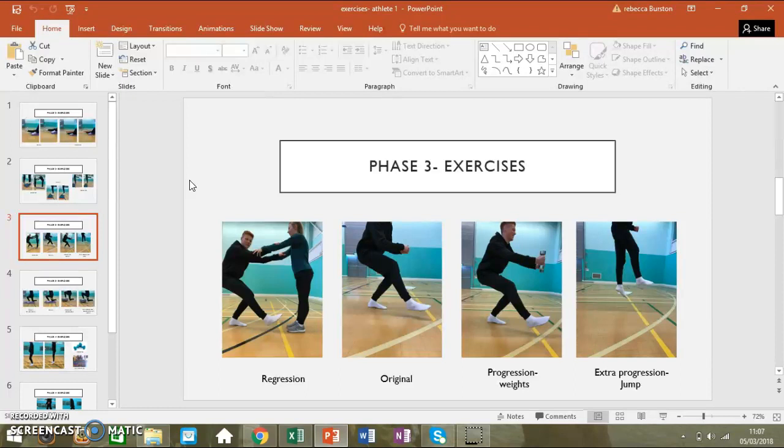Then to make it a bit harder, the athlete can use weights, and then an extra progression is that he can do a 1 leg squat and then jump on the upward phase. So the force from the jump will help strengthen the tendon, because when he's gone up and landed on it, a lot of force and pressure has gone onto that tendon.